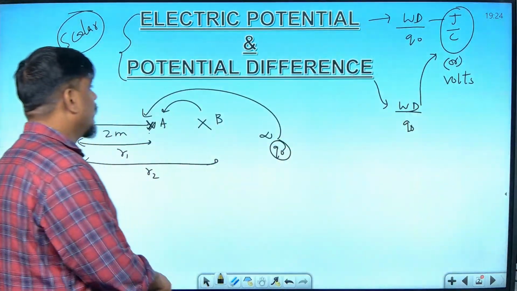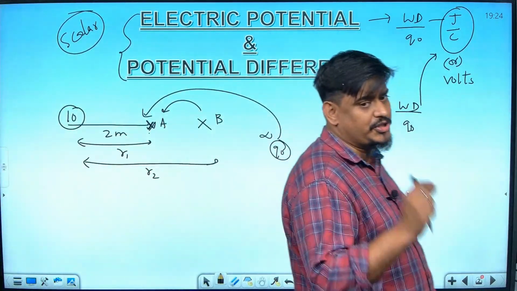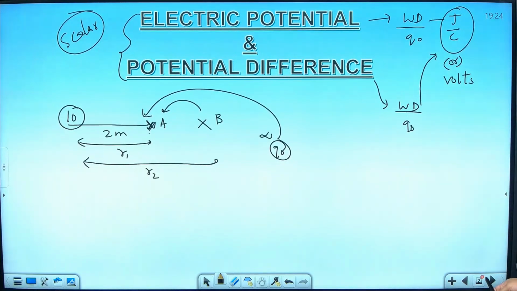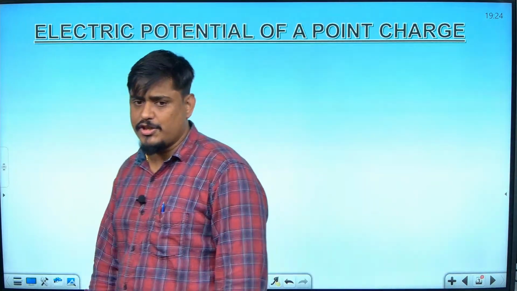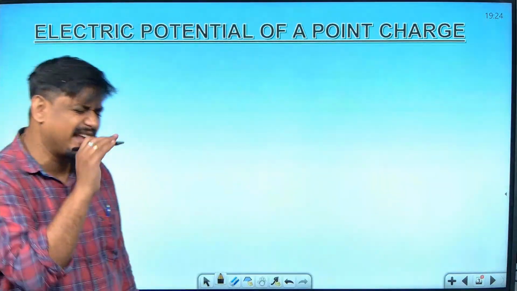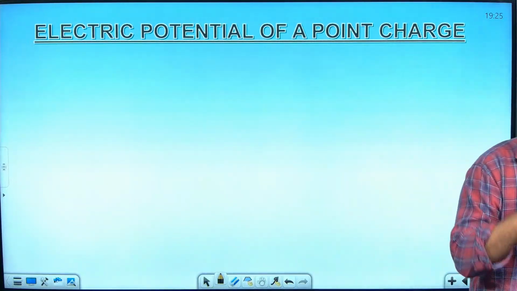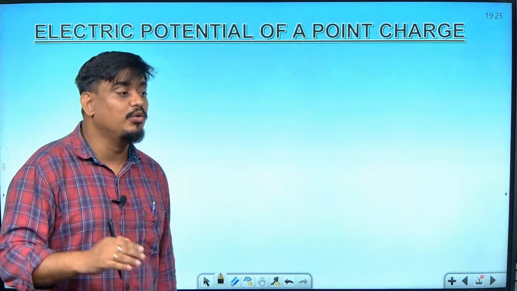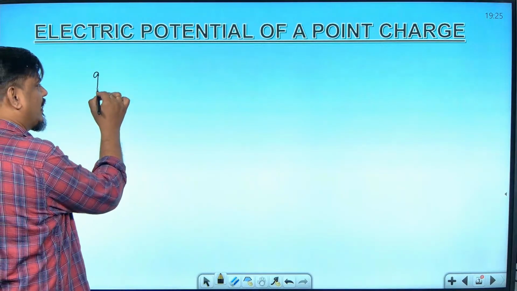So, I hope you are clear on the meaning of electric potential and the meaning of electric potential difference. Both are mathematically the same, but conceptually a bit of difference is there. Next comes, what is the electric potential due to a point charge? Very rarely, I have not seen it in the last 5 years, this derivation comes in examination, but it may come. Derive the electric potential due to a point charge. If it comes, I will just give the steps to you, I will not do it now, it will take time.